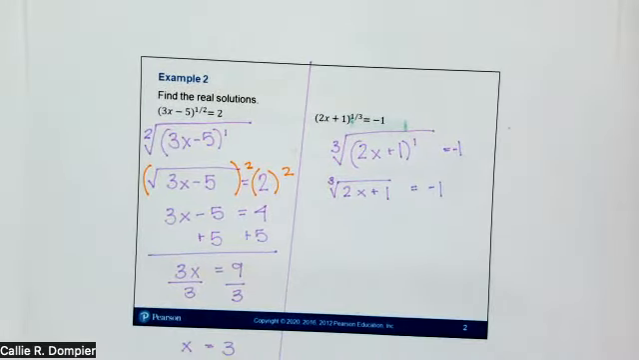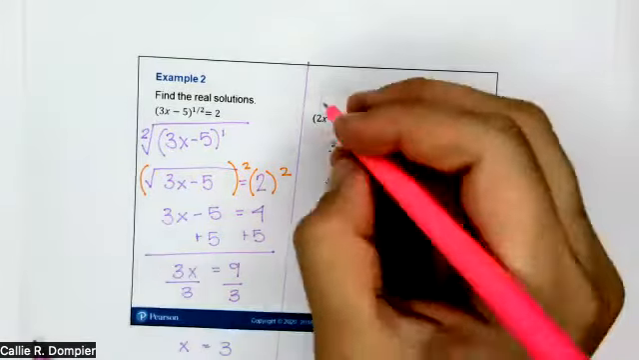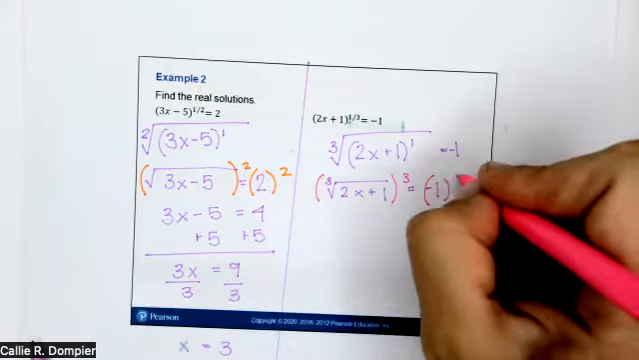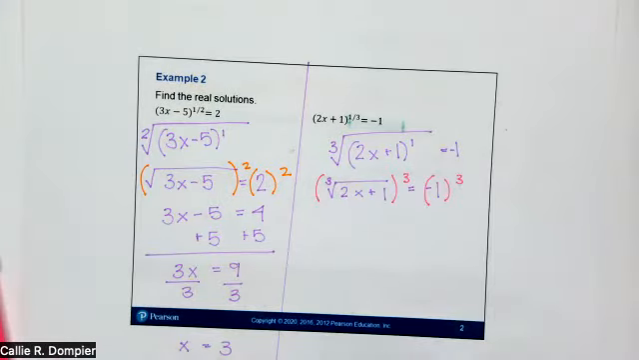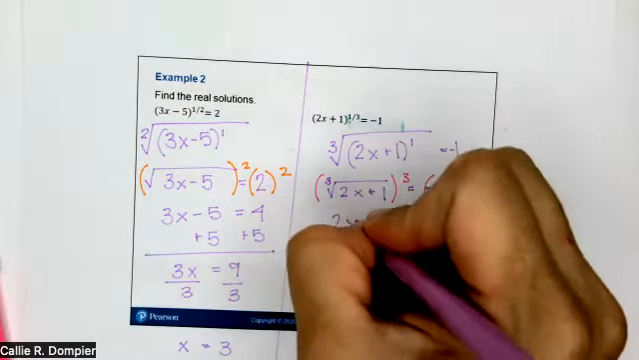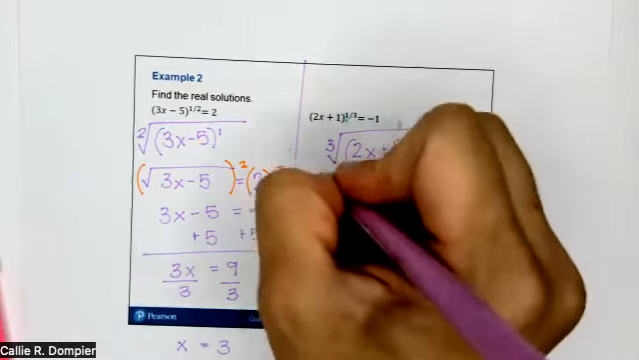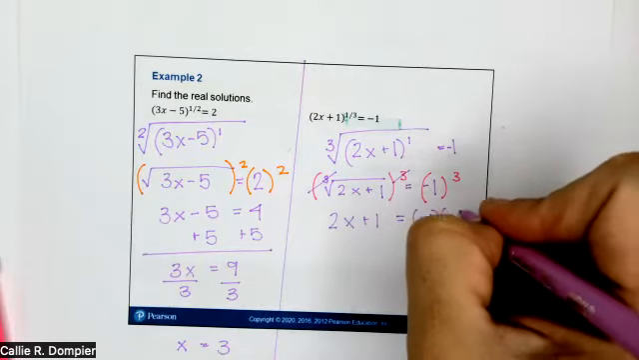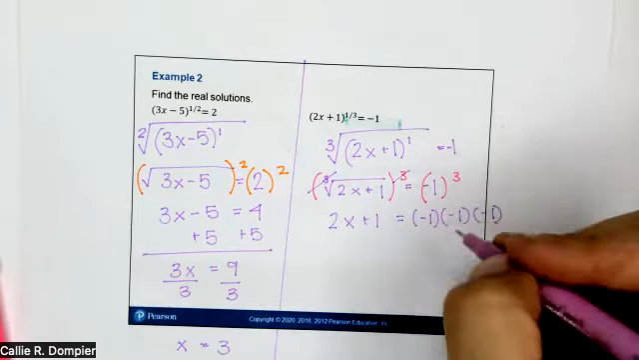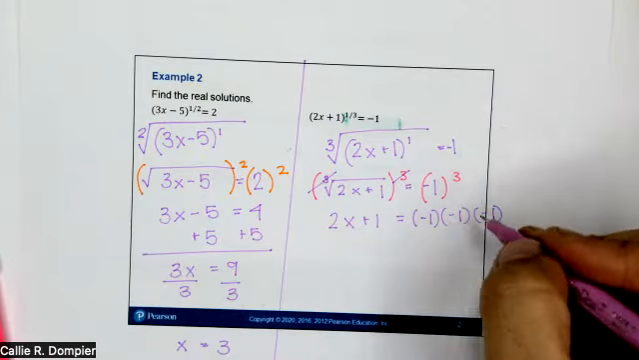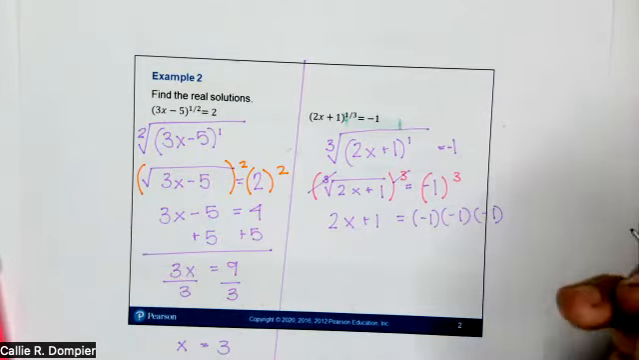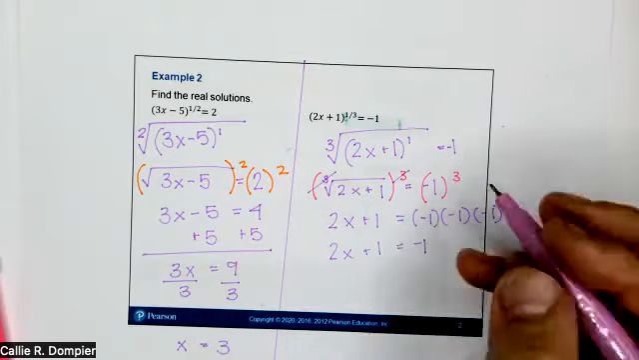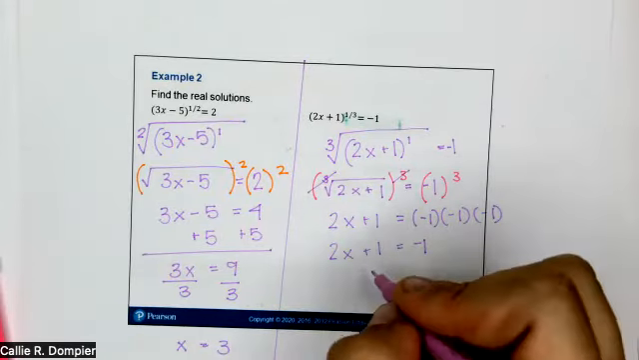Good? All right, so get rid of that cube root. I raise it to a 3rd power. Raise -1 to the 3rd power as well, so that gets rid of that. It's just 2x plus 1, because that gets rid of that. -1 3 times: -1 times a -1 becomes a +1. +1 times -1 becomes a -1. So 2x plus 1 equals -1. -1 to the third power is a -1.